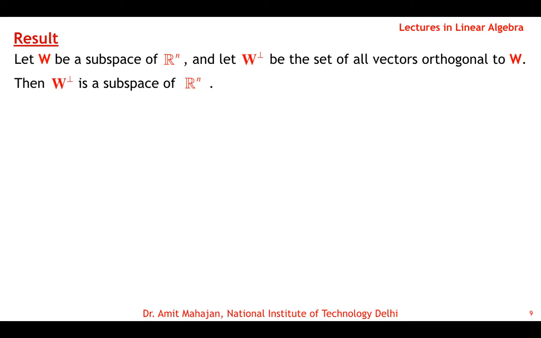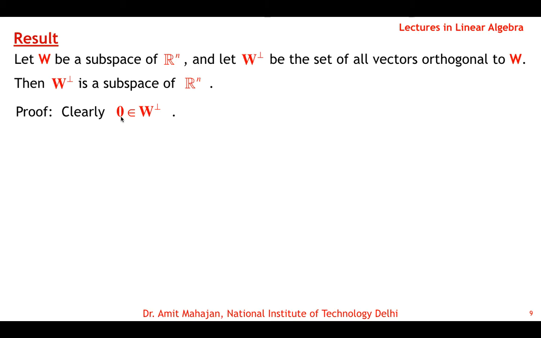One result from here is that if W is a subspace of Rn and W perpendicular is the set of all vectors orthogonal to W, then W perpendicular is also a subspace of the same space Rn. So if W is a subspace of Rn and there is an orthogonal complement set to this, then that set is also a subspace of Rn. The proof is simple: we have to prove the three properties.